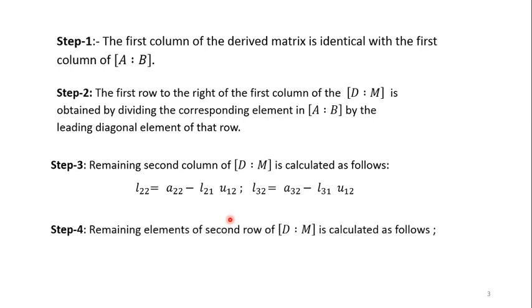Then we come to step number 4. The remaining elements of the second row of the derived matrix are calculated as follows. Since you have calculated the leading diagonal element of this row, you divide this difference value by the leading diagonal. So the formula for U23 is: A23, the corresponding element, minus L21 into U13, divided by this leading diagonal L22. Similarly, for this second row the leading diagonal is L22, so you also divide by L22: Y2 equals B2 minus L21 Y1, upon L22.